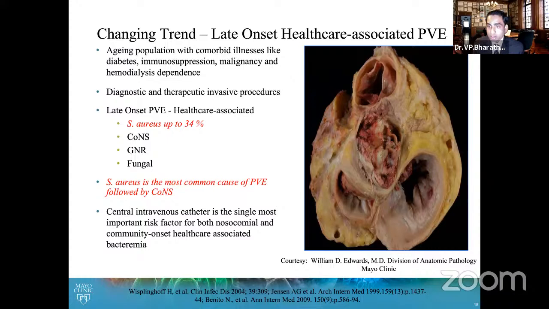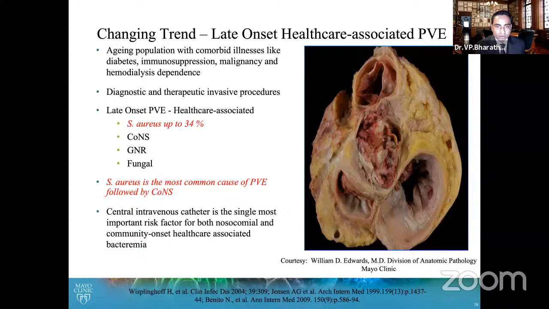So if you look at the recent data, Staph aureus has become the most common cause of infective endocarditis overall. And this is because we are seeing infective endocarditis among elderly patients with a lot of comorbid conditions and healthcare exposure. Especially if it's a prosthetic valve, Staph aureus and coagulase negative staph form the bulk of infections. And a central venous catheter is the single most important risk factor for Staph aureus, both community onset healthcare associated, which is basically patients who get chemotherapy or hemodialysis, or hospital onset endocarditis.